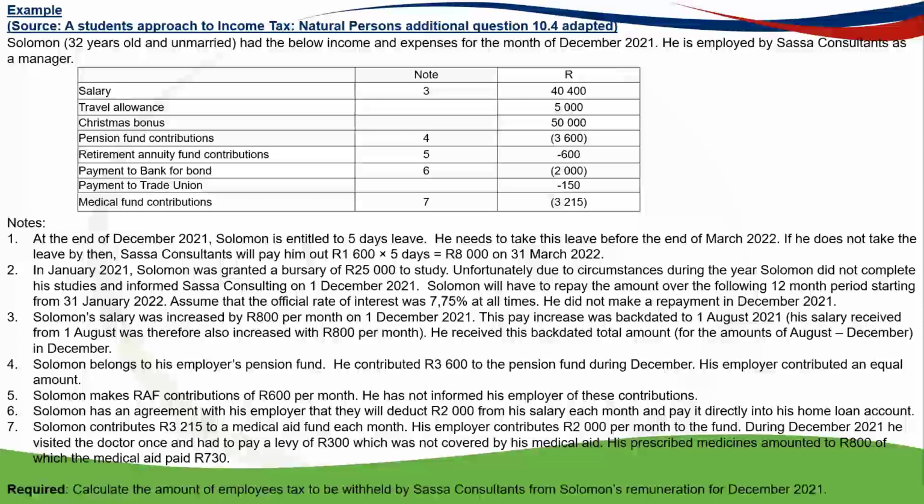In terms of what we are required to do, we are required to calculate the amount of employees' tax to be withheld by SASSA consultants from Solomon's remuneration for December 2021. Before we get into what is required, let us note the information that should have stood out from the information provided.